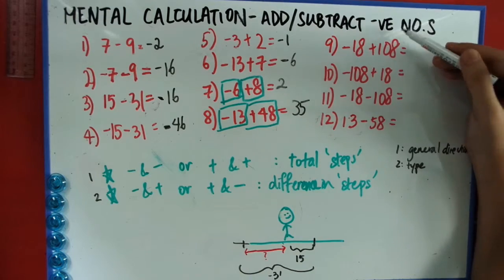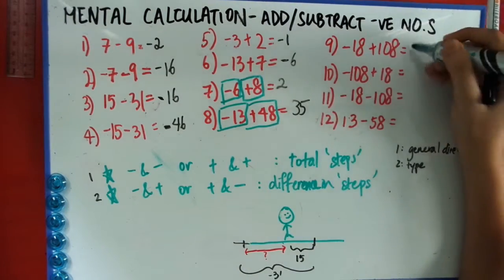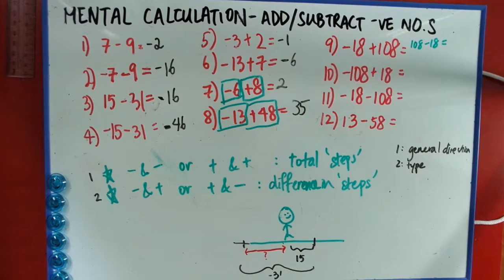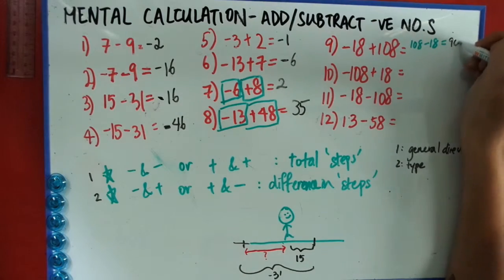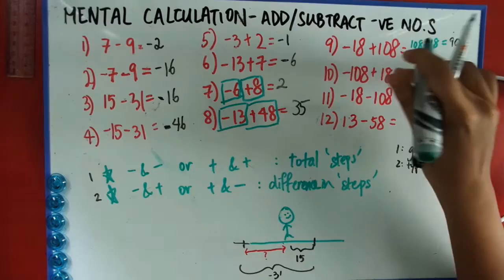But I'll just do 4 more questions so you get the idea, okay? So here, the first thing I will try is to flip the position, because flipping is very easy, right? This is 108 minus 18. Oh, that's easy, I can deal with that. What's 108 minus 18? 90. Okay, so that's fine.